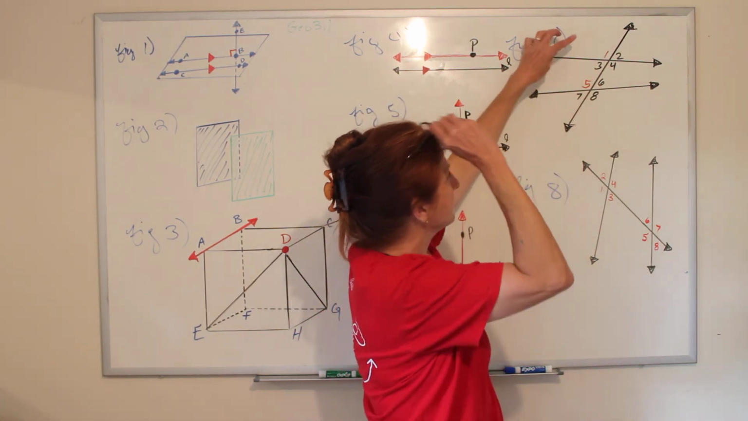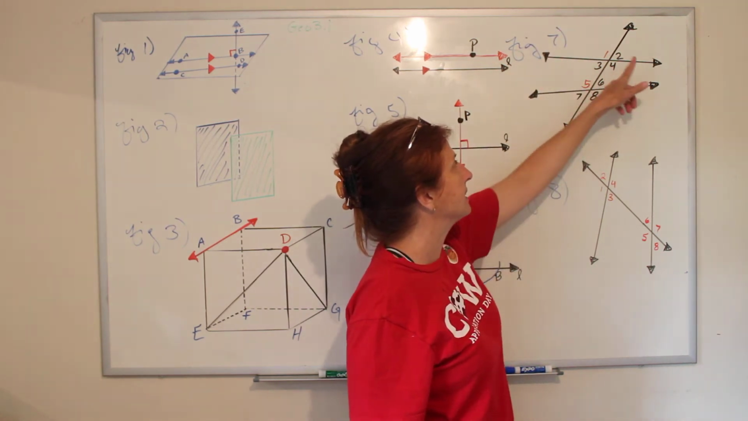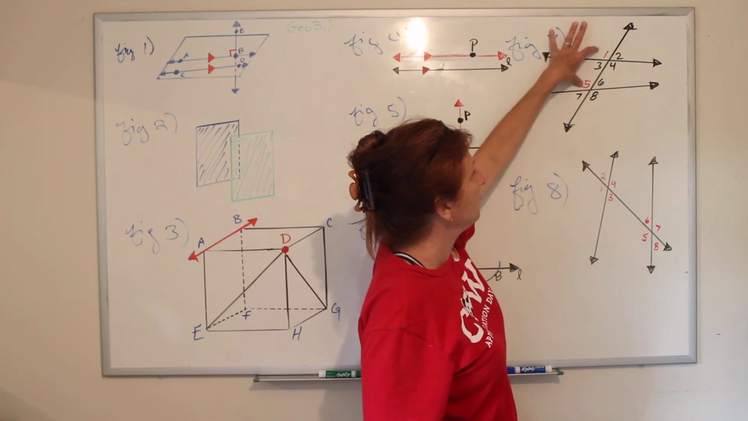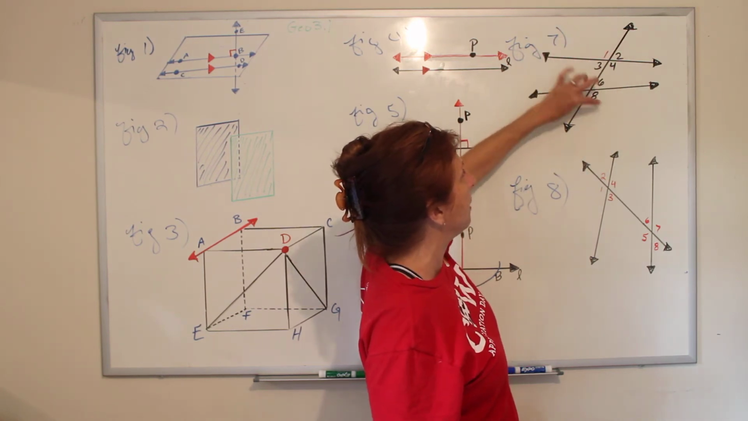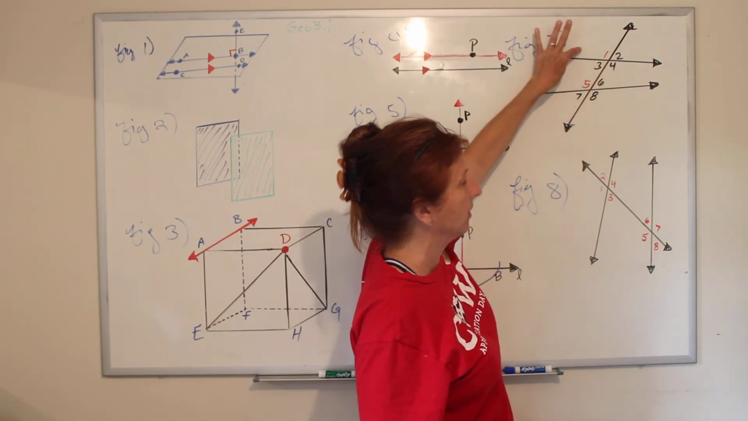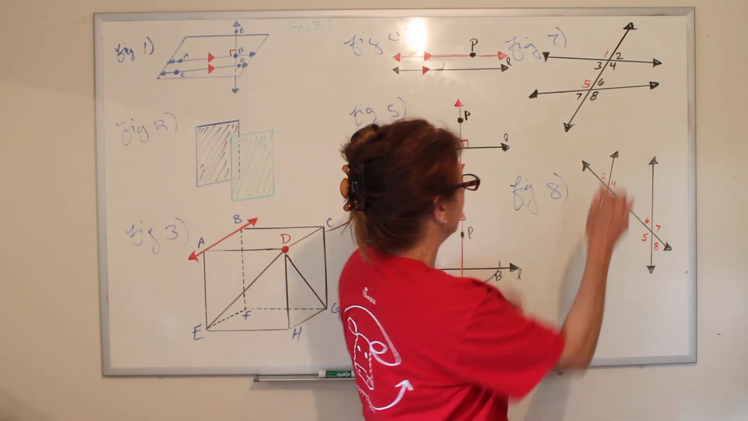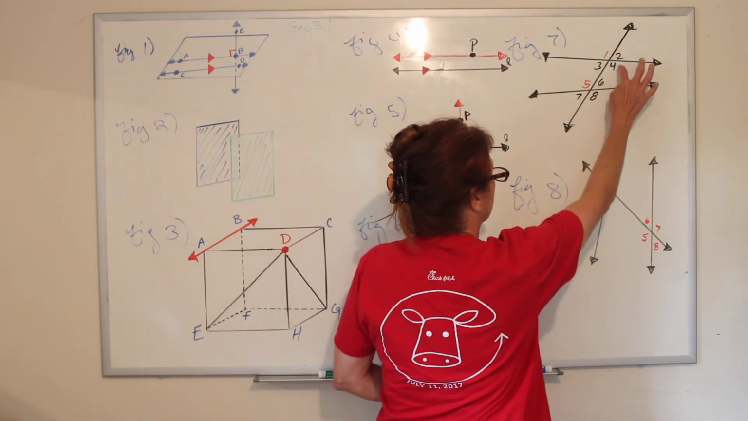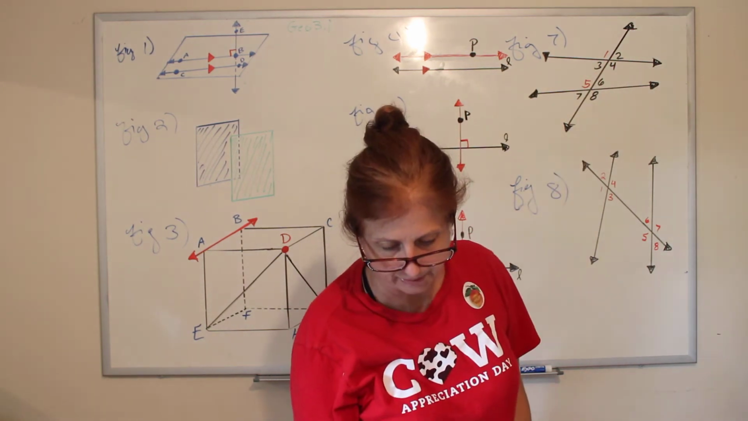So the first one is corresponding angles. If you look at this plus and that plus, 1 and 5 are in the same position. They're both in the top left of the 4 sections there. Okay, so that is called corresponding angles. So 2 and 6 is corresponding, 4 and 8 is corresponding, and 3 and 7 are corresponding.